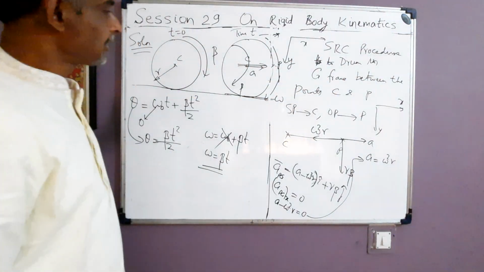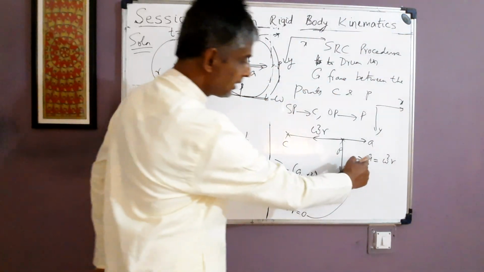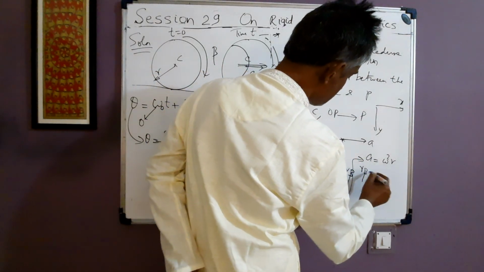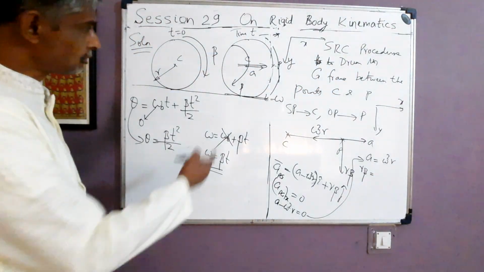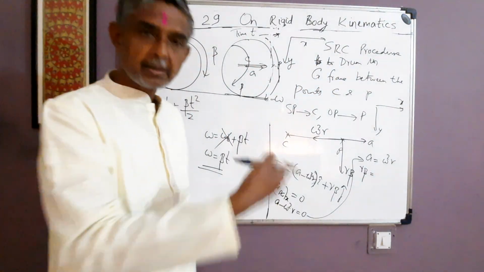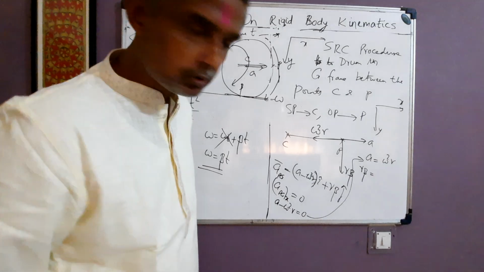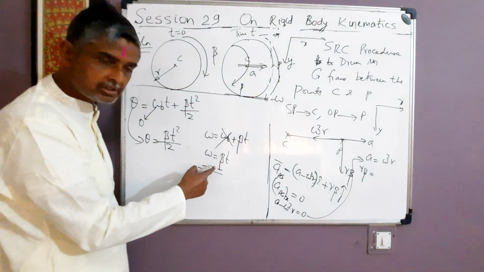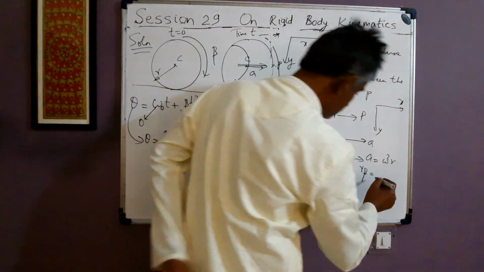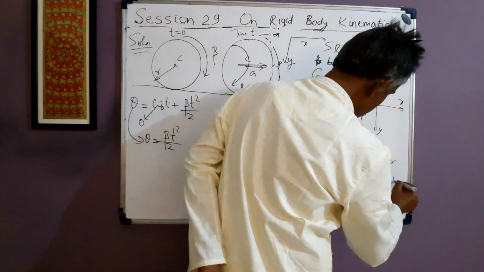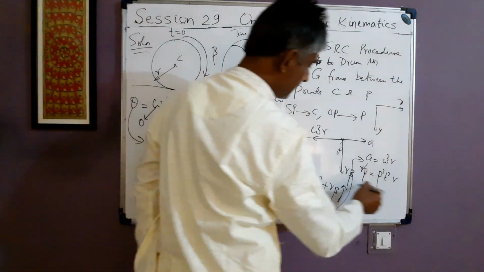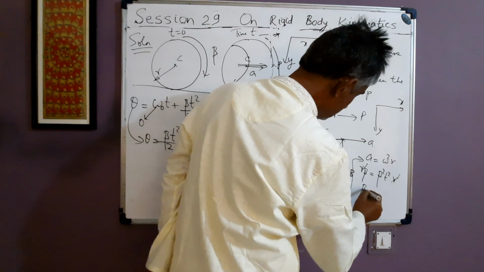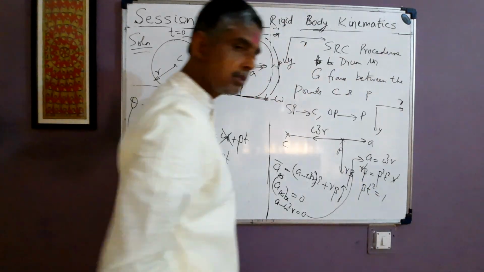And now from the pure rolling criteria, a will be equal to R beta, as was discussed in the first question of this video. I proved a equal to R beta, and that result will be used here also. Now omega is beta t, as determined here, because beta is constant and omega naught is 0. So omega square becomes beta square t square into r. Now r goes away. So from this we see that beta t square is just equal to 1.